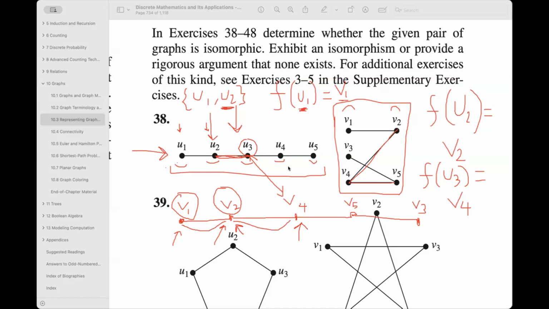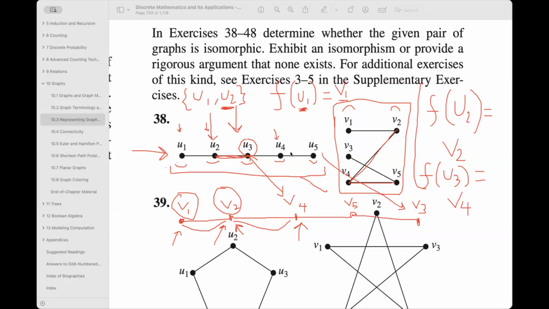Okay, so these two graphs now, they're both isomorphic and they both pass the bijection. If you finish writing out this entire function, which is U2 takes you to V2, when you put in U4, it should give you V5. U5 should give you V3. So once you finish writing that out, that's your bijection that proves isomorphism.